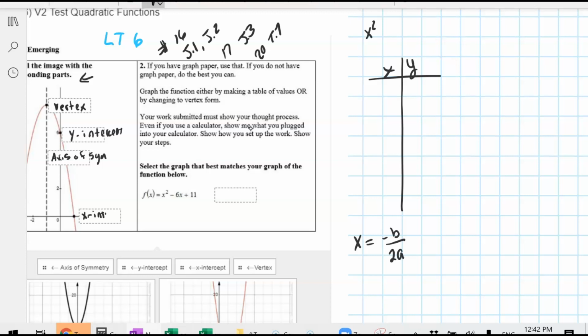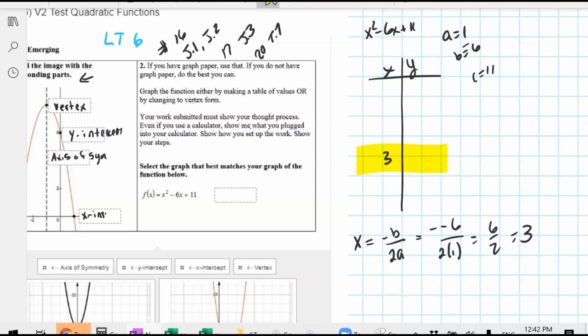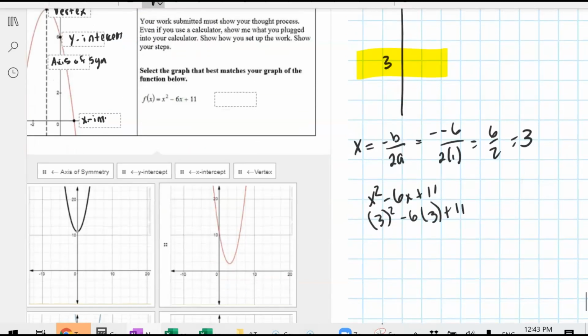We have x squared minus 6x plus 11. That means a is 1, b is negative 6, and c is 11. So we have negative 6 over 2 times 1, which is negative 6 over 2, which is 3. That is our vertex, or the x part of the vertex anyway. And then you're going to plug that 3 into your function. 3 squared minus 6 times 3 plus 11. We have 9 minus 18 plus 11. We have negative 9 plus 11. We have positive 2.